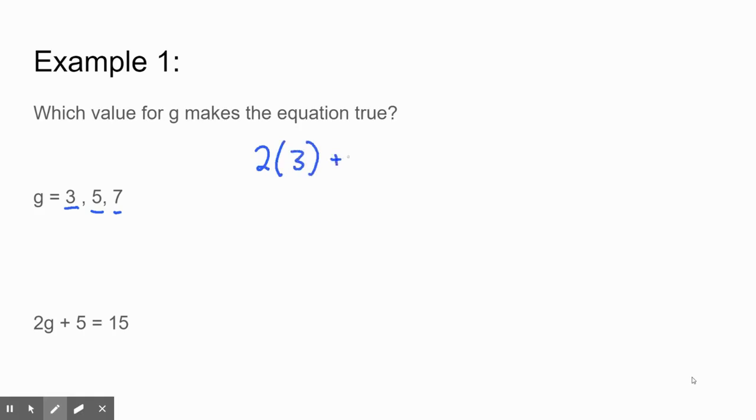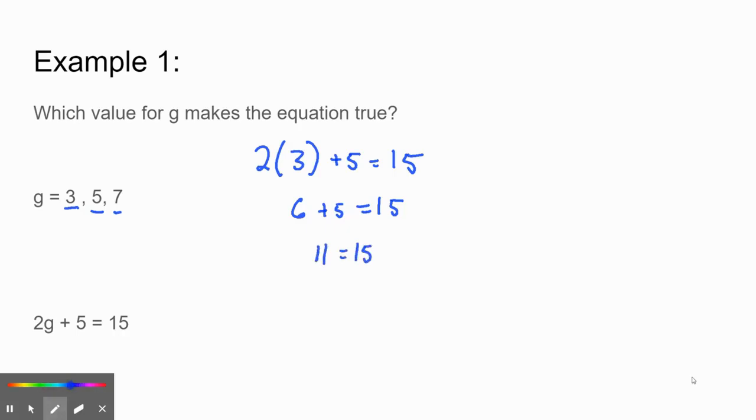2 times 3 plus 5 is equal to 15. Is it actually equal to 15? Let's find out. 2 times 3 is 6. We'll rewrite our expression. 6 plus 5 is 11. Last time I checked, 15 does not equal 11. So 3 cannot be our answer, and we can just cross it out.